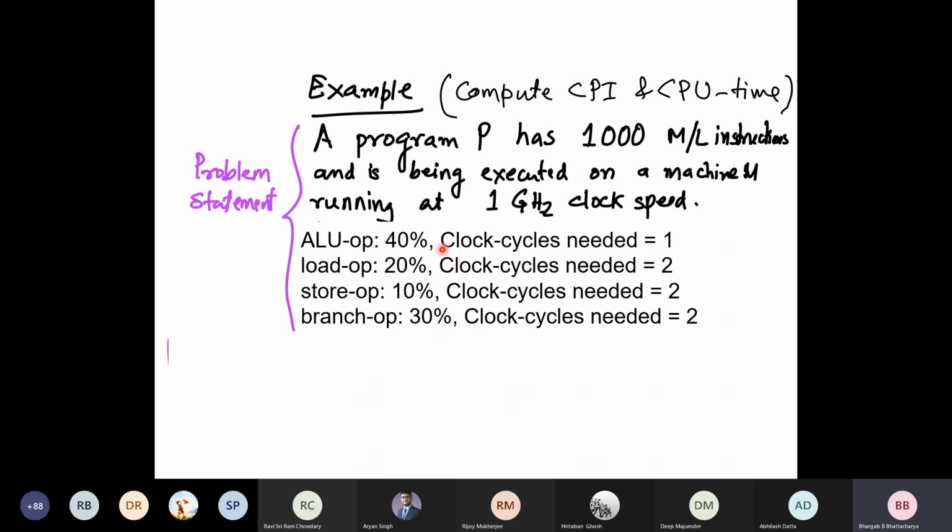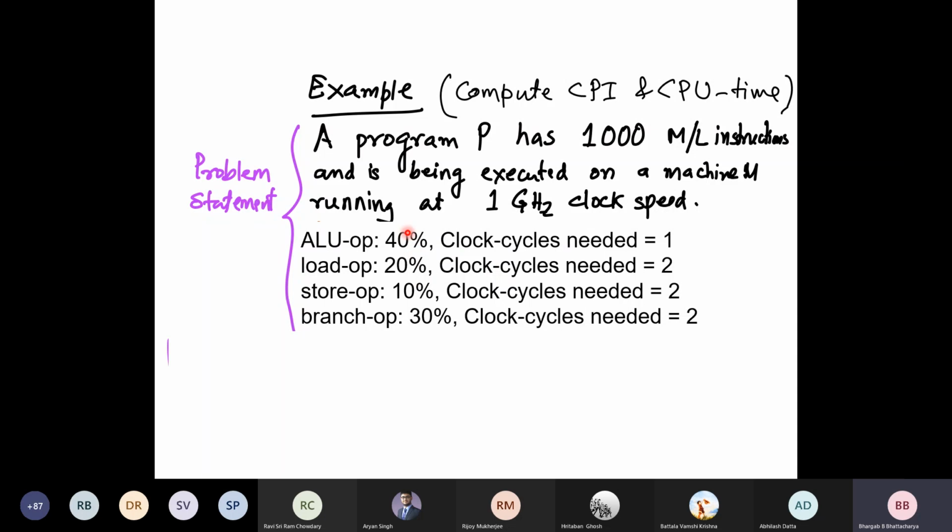And let us assume that number of clock cycles here is 1, because this is ALU operation, that means it is CPU bound. So number of clock cycles required is small. This is load operation, that means it is memory bound, and therefore it is a little slower and it needs more time. We have just seen that load operation is quite complicated. There are so many transactions you have to perform, right? So assume that the number of clock cycles is 2 here. Similarly, store is also memory bound. So 2. Branch operation, let us assume that it is 2.